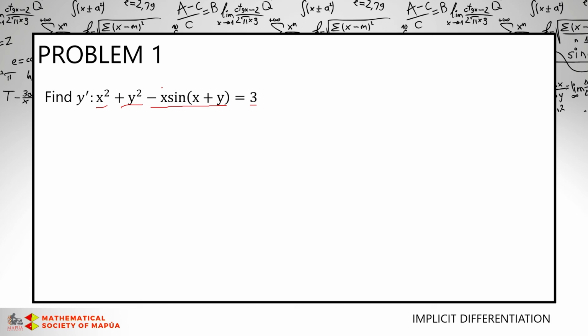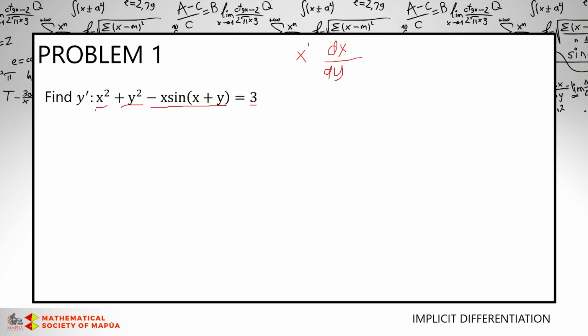And huwag kayong malilito pag binaliktad, pag naman ang pinapahanap sa'yo is x prime or dx over dy, it means that we are differentiating with respect to y. And that means when we are differentiating with respect to y, ang derivative ng y is 1. And ang derivative ng x is x prime or dx over dy. Okay, so binaliktad lang. So huwag kayong malilito pagka ganun. Baka kasi may question na binaliktad na dx over dy or x prime na hinahanap, malito na kayo. So for this case, y prime yung pinapahanap.